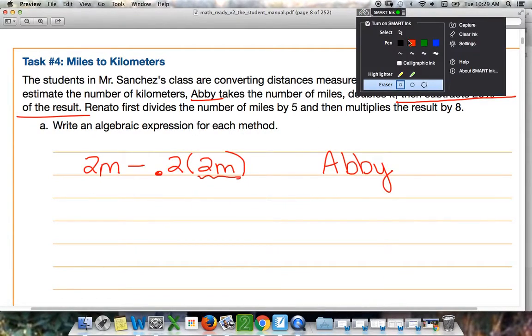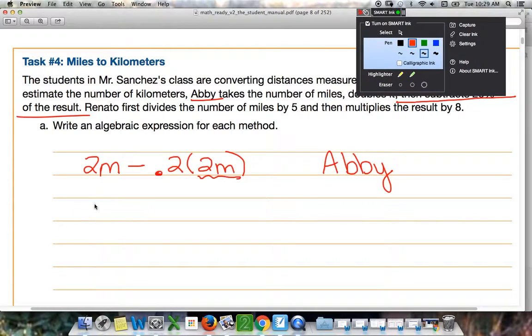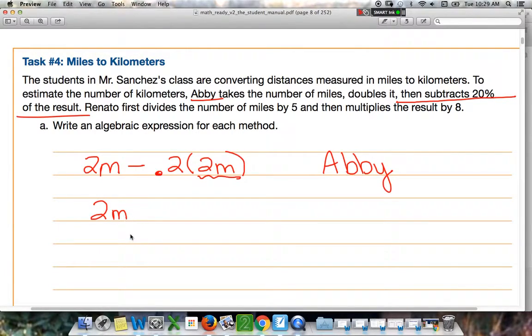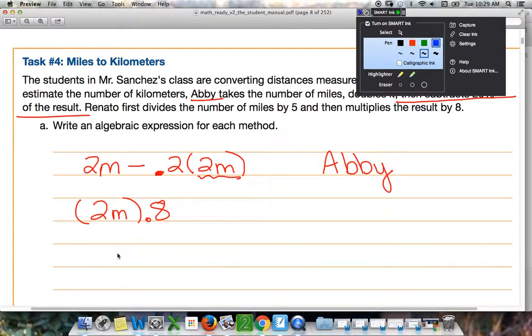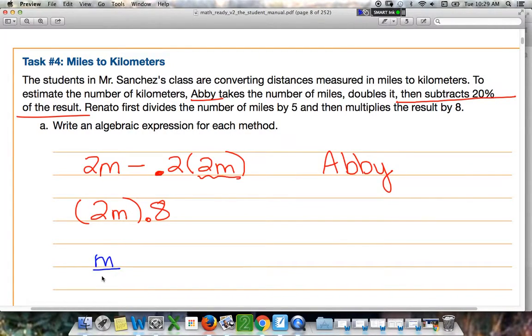You can also do this. She could have 2m. And then if you take 20% away, you would be maintaining 80%. So that would be an equivalent statement. Okay. Renato first divides the number of miles by 5. So Renato would do m divided by 5. And then he would multiply that result by 8. So that's Renato's.